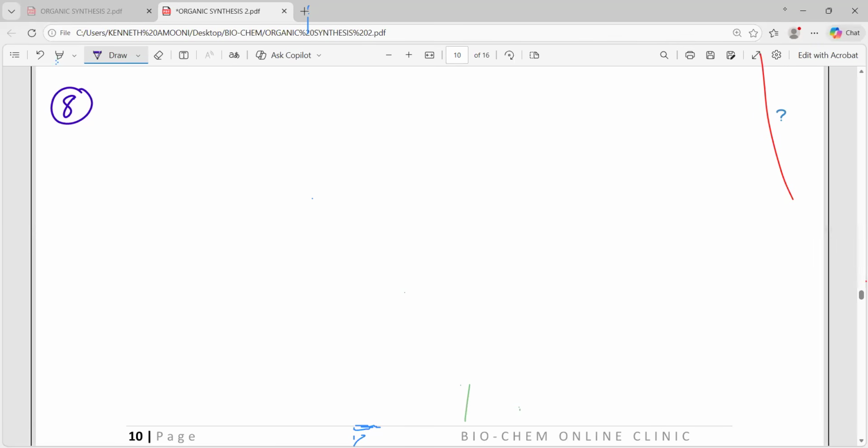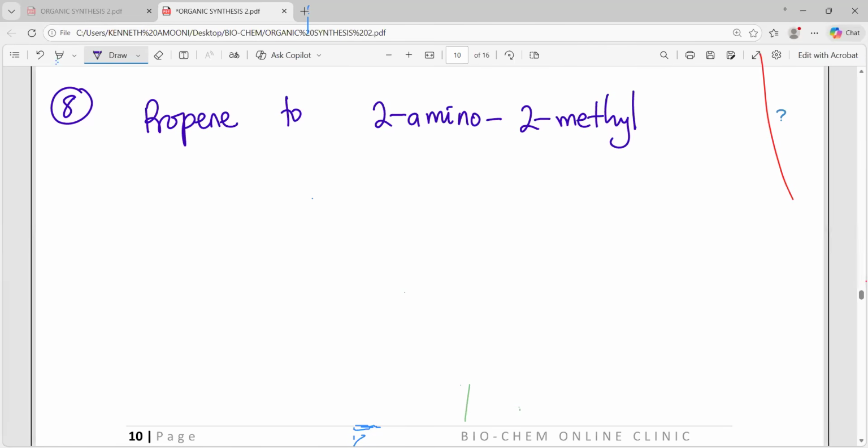So let's look at number 8. Number 8 is saying we are moving from propene to 2-amino-2-methylpropane. Okay, with our time, we really have to increase our speed a little bit, but it's okay.